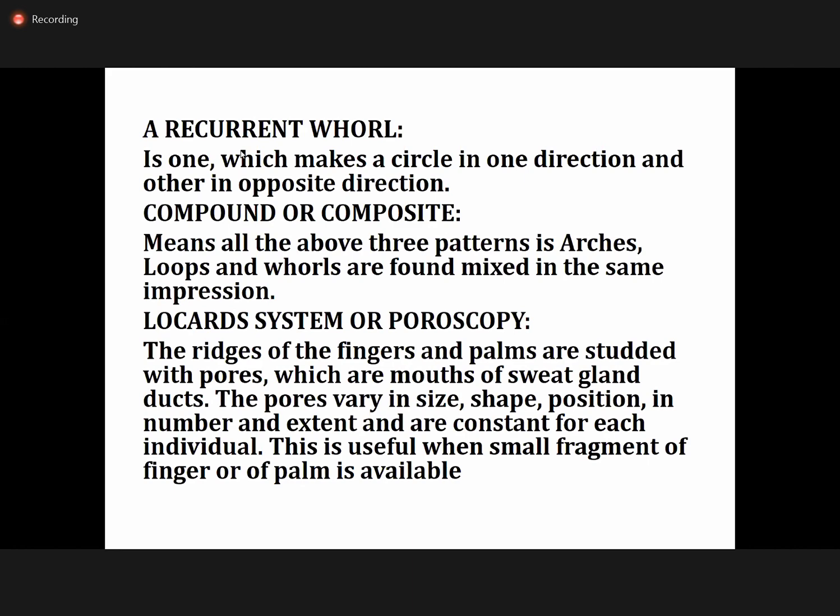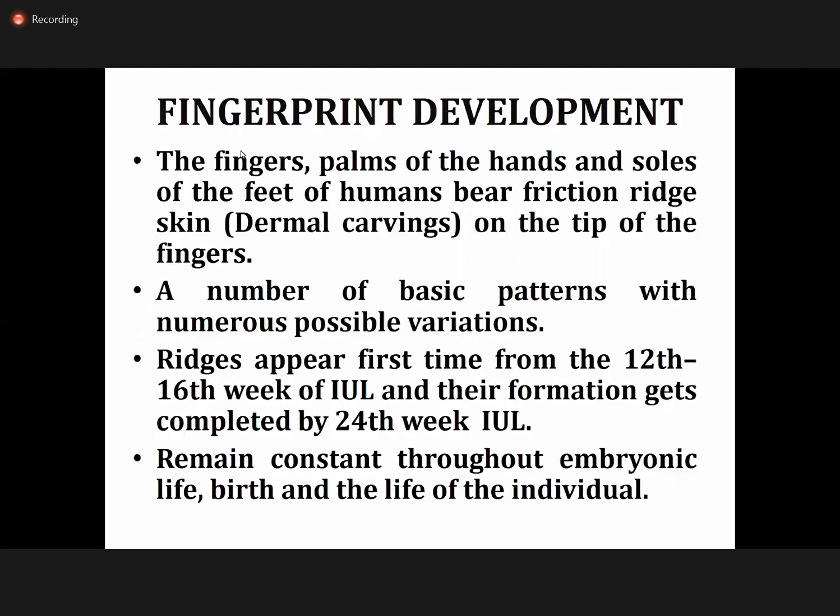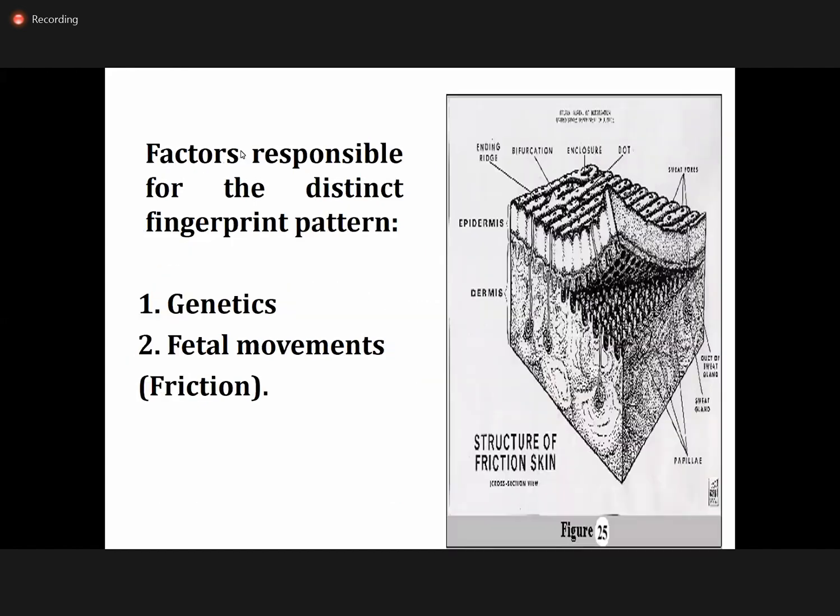Then you use poroscopy to detect fingerprints. Type of fingerprint, like we said: the palm and the soles of the feet, humans bear friction ridges, the dermal ridges, on the tips of fingers, with a number of basic patterns. The ridges are formed first at the 16th week of intrauterine life, and the formation is completed by the 24th week. From then onward they remain constant from the embryo through birth and the life of the individual.